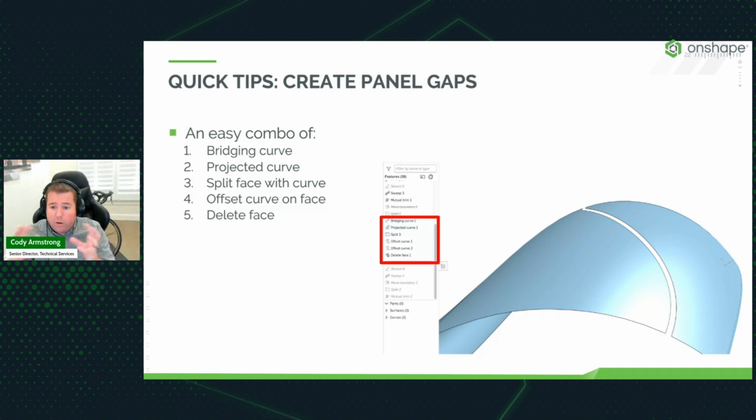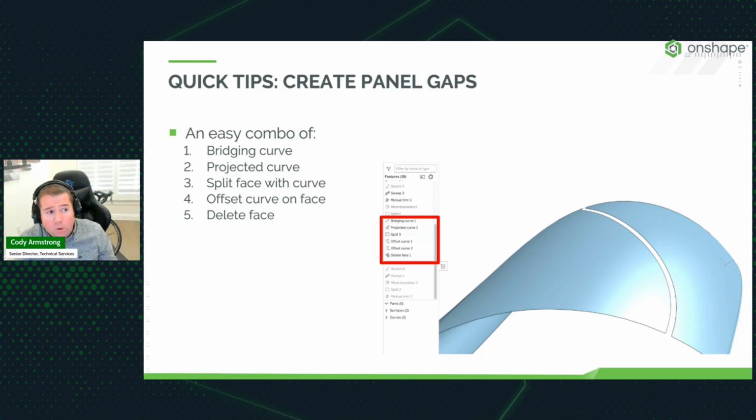Well, you tend to model that as one, and then you split it, and you split using a combination of tools. And the most common combination of tools to create those panel gaps is to create a bridging curve that defines the transition, project that curve, split the face with that curve, offset that split, and then use a delete. And that combination will give you the cleanest separation between those two.